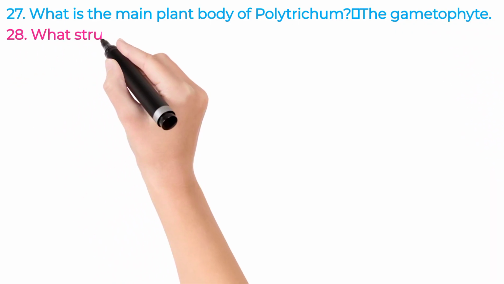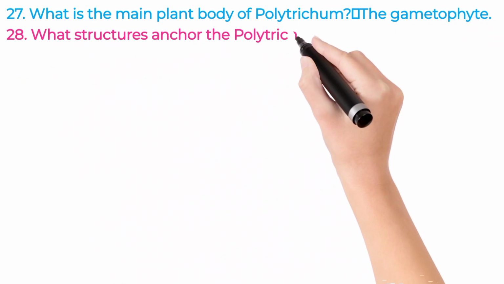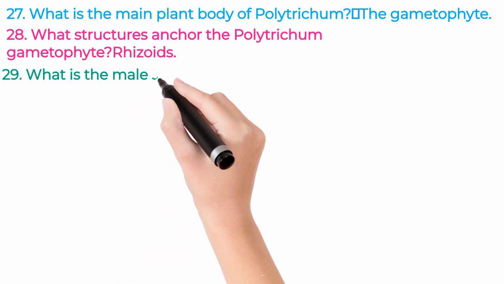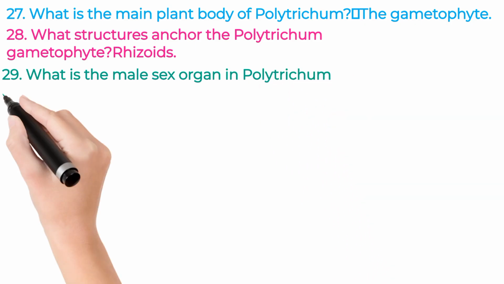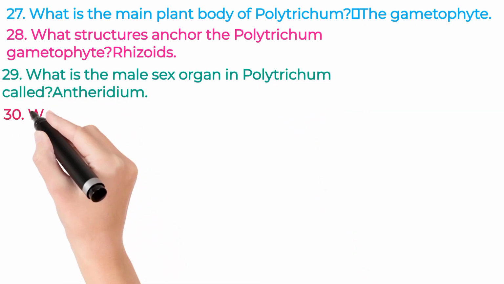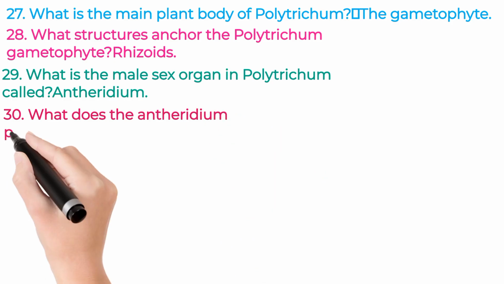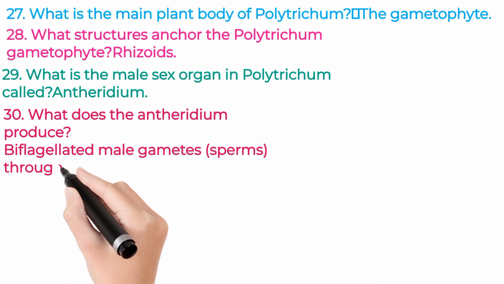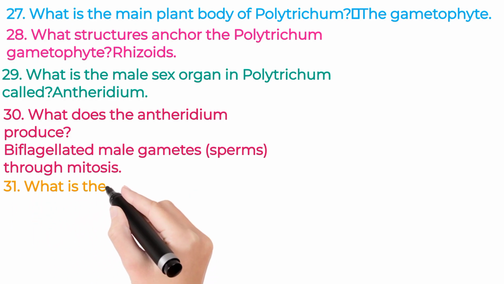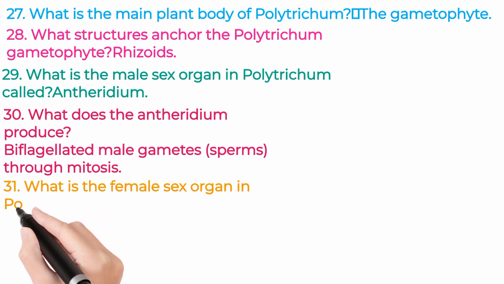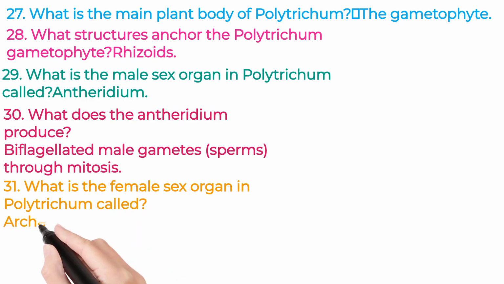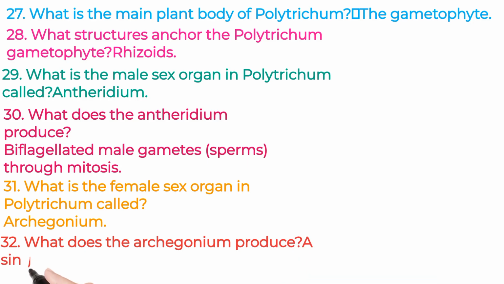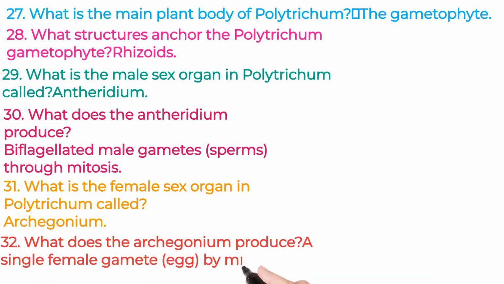28. What structures anchor the Polytrichum gametophyte? Rhizoids. 29. What is the male sex organ in Polytrichum called? Antheridium. 30. What does the antheridium produce? Biflagellated male gametes, sperms, through mitosis. 31. What is the female sex organ in Polytrichum called? Archegonium. 32. What does the archegonium produce? A single female gamete, egg, by mitosis.